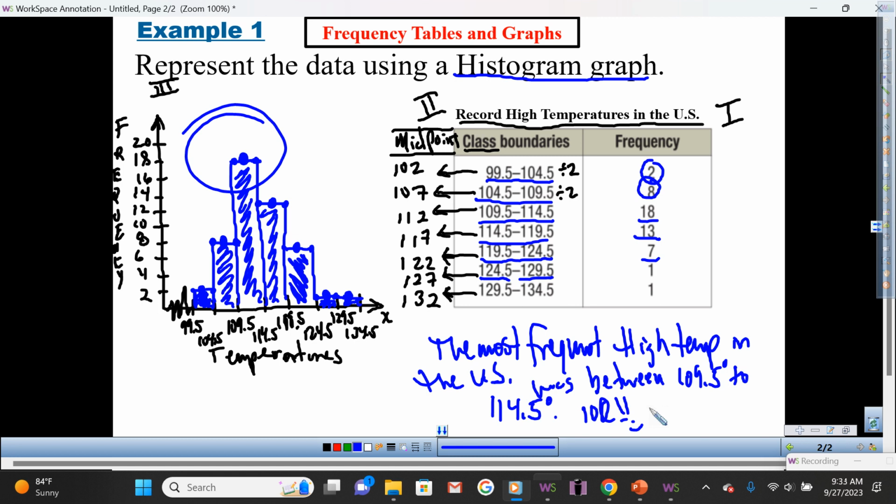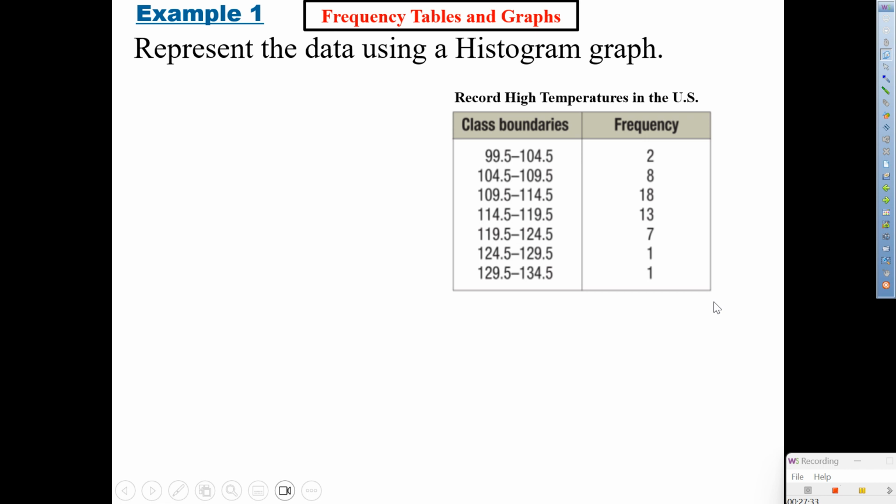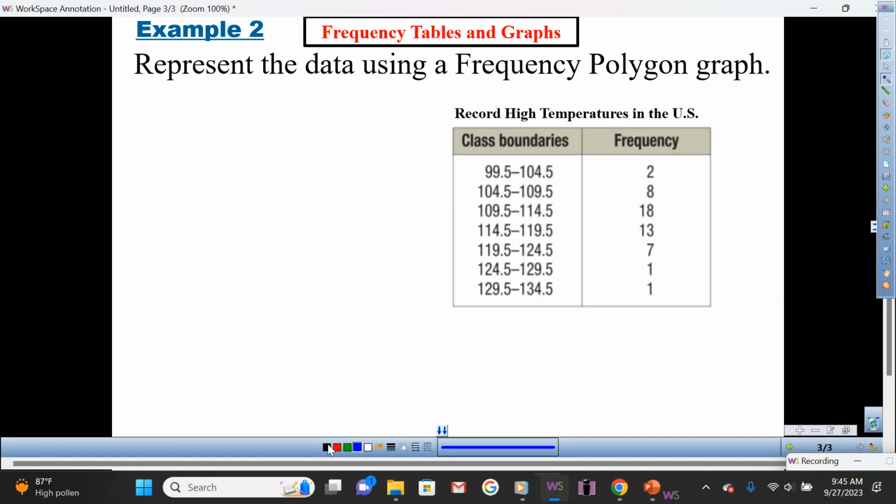Kate, yes? All right. So, let's go to the next one. Here we go. Example number 2. Same table. All right. Step 1. Tell your neighbor what step 1 was. Yeah, frequency table. Tell your neighbor step 2. Yeah, so draw a column here and label it midpoint.